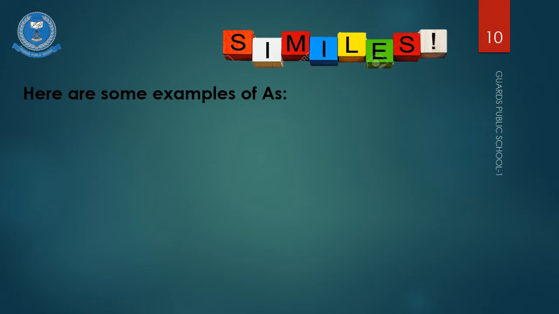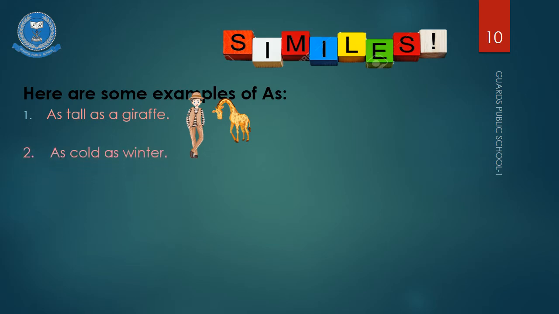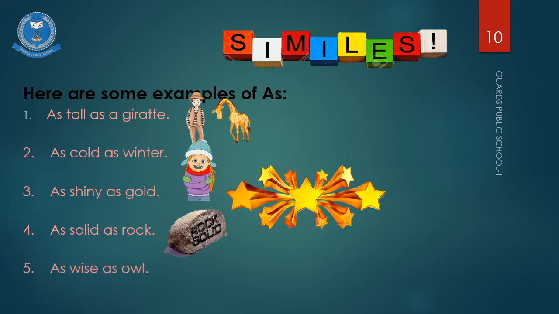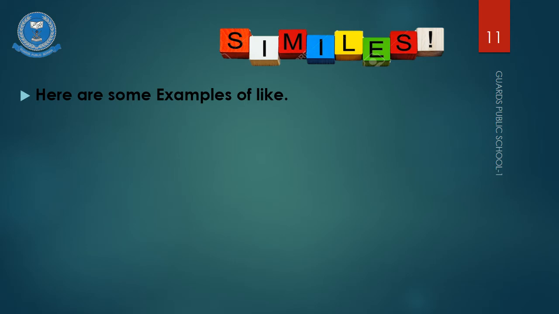Come on, let's see some examples of similes using as. Number 1. As tall as giraffe. Number 2. As cold as winter. Number 3. As shiny as gold. Number 4. As solid as rock. And as wise as owl.